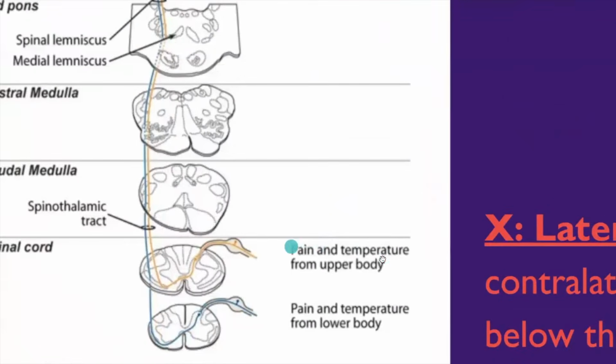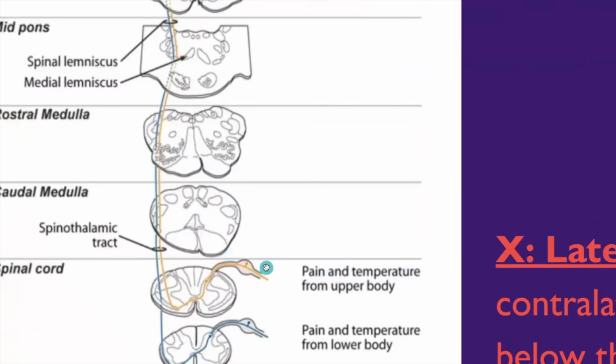Imagine this was pain and temperature. Now imagine that it says crude touch and pressure sensations. Yeah, okay, crude touch and pressure sensations. Let's say it goes here. First order neuron, second order neuron.